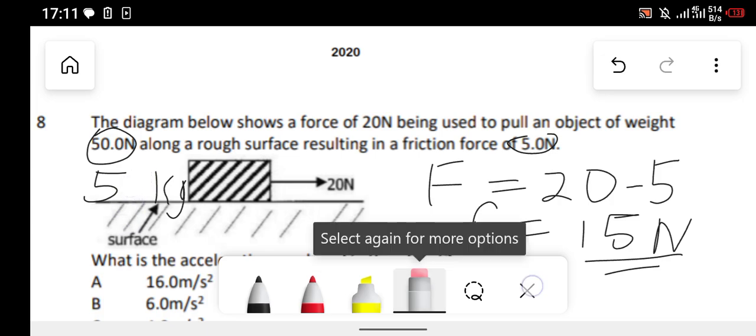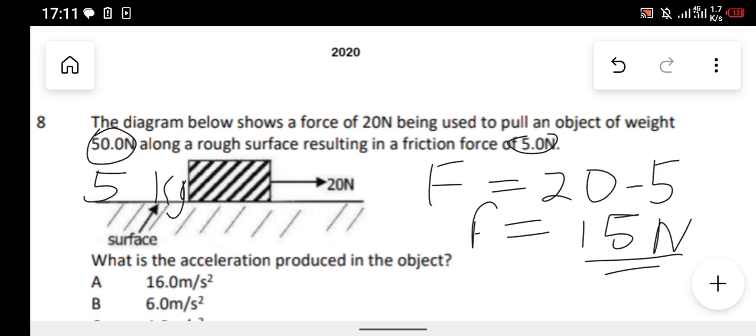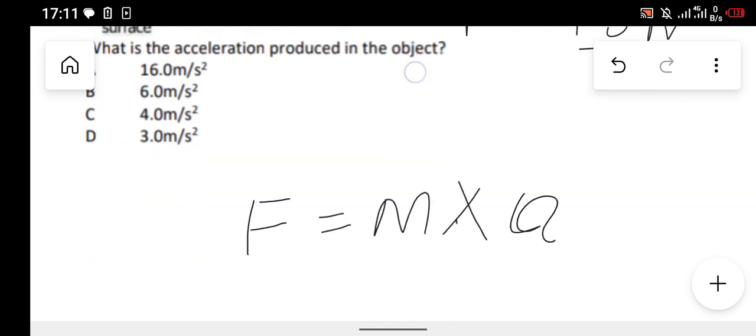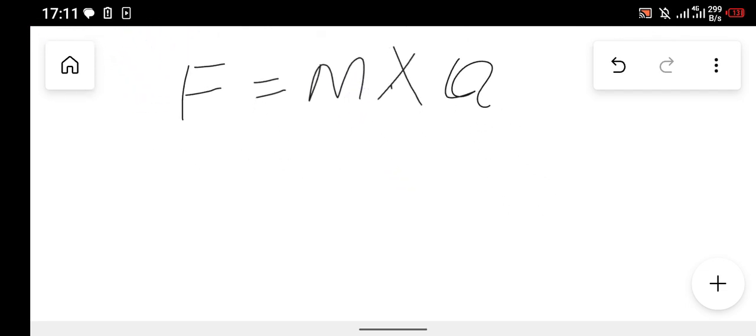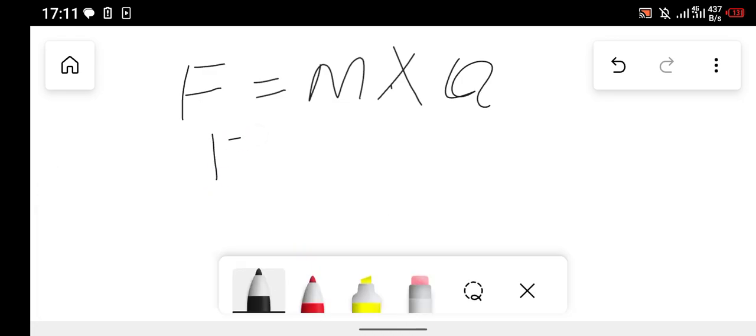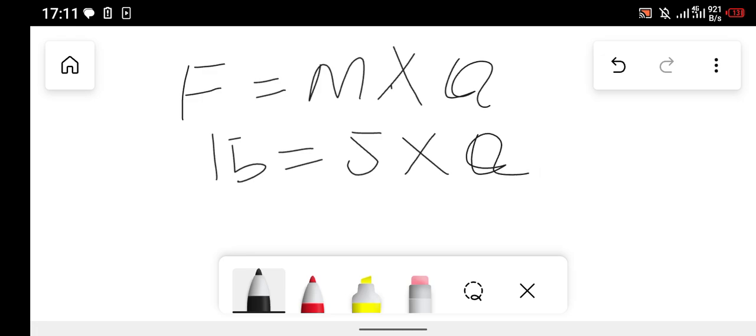So now we know that we have our mass and our force. We can go back to the formula. Then we can substitute in the formula what we have found. Our force we have found is 15 newtons. Our mass I found is 5, multiplied with our acceleration. So you're going to say 15 is equal to 5A.